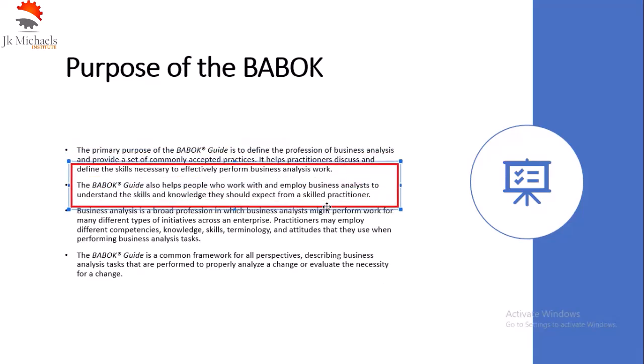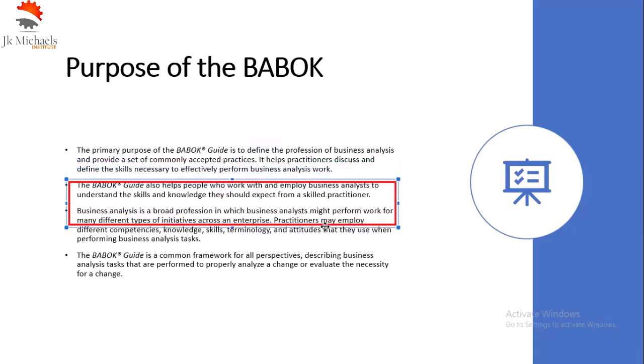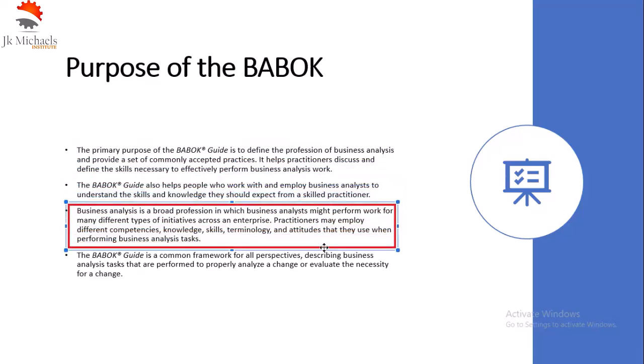If you also want to hire, employ a business analyst, then it's very important you should know what knowledge and what skills count, right? So that in case you are interviewing, in case you are working with a skilled practitioner, you can have some reference points.